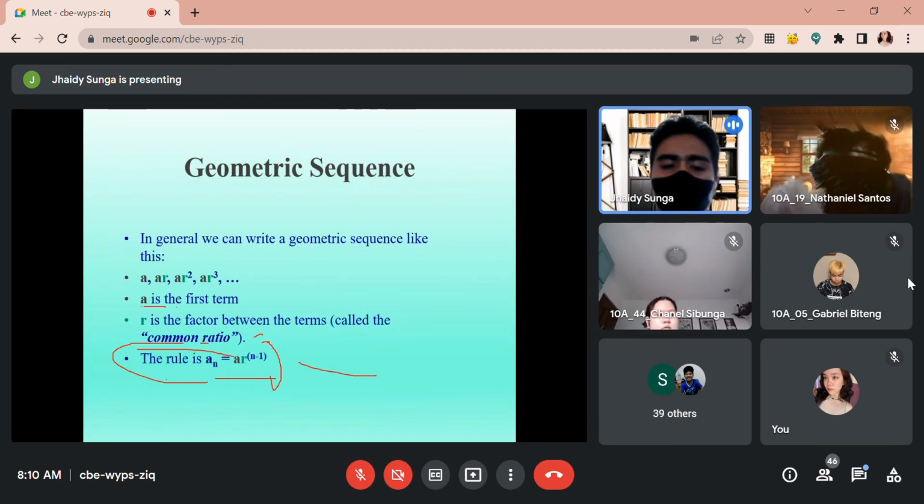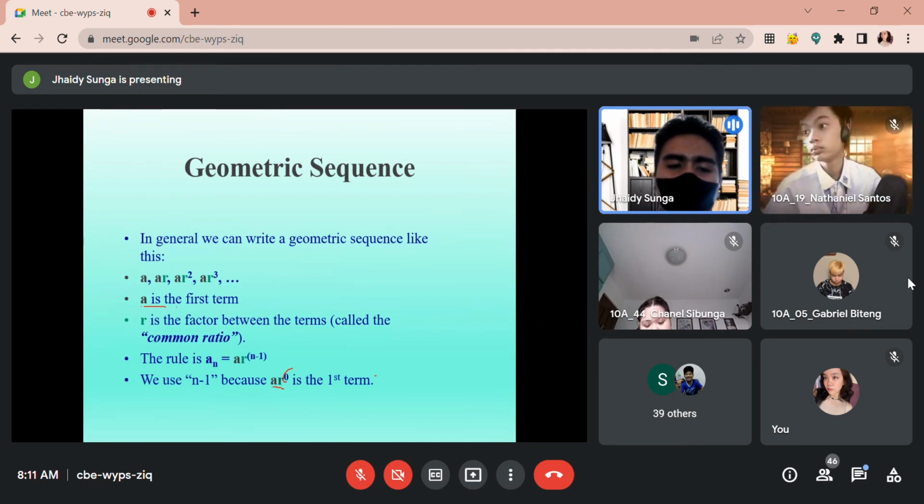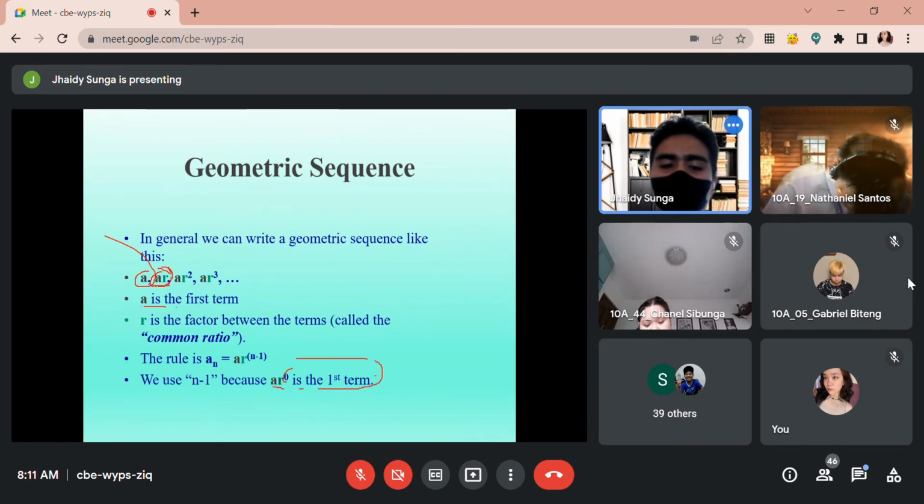So we use n minus 1 because if you will notice, if we have AR raised to 0, we have the first term.